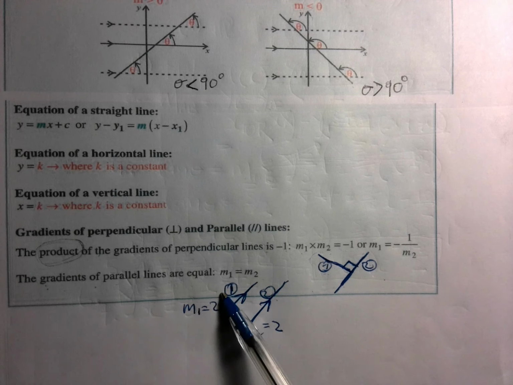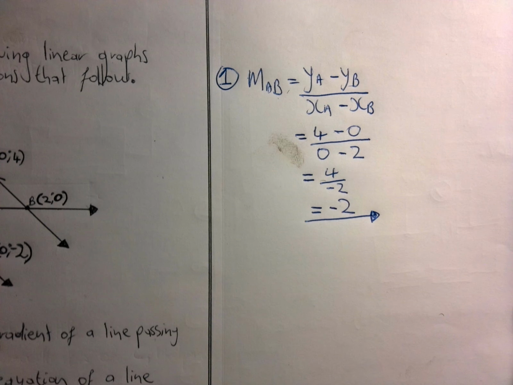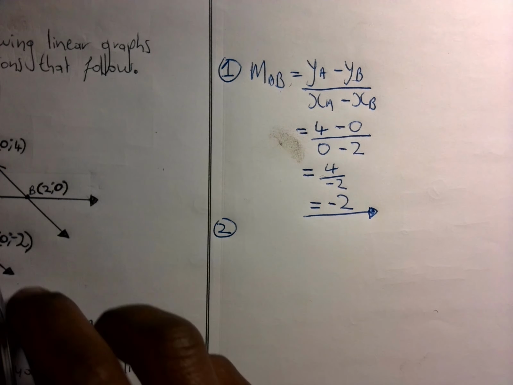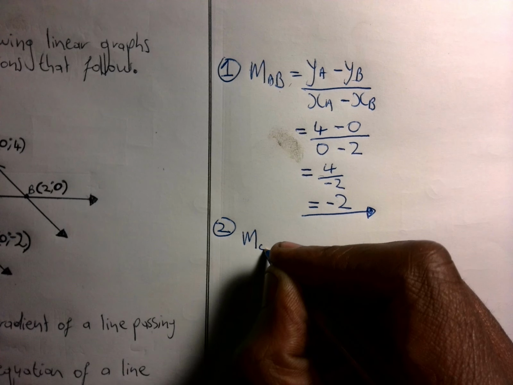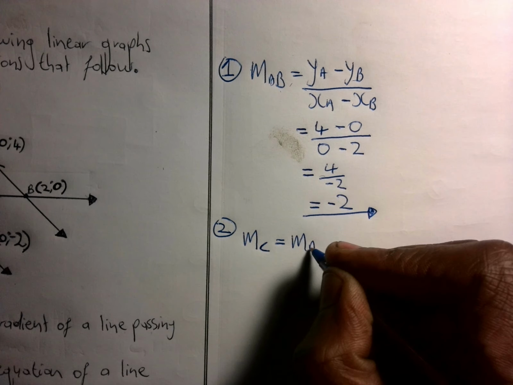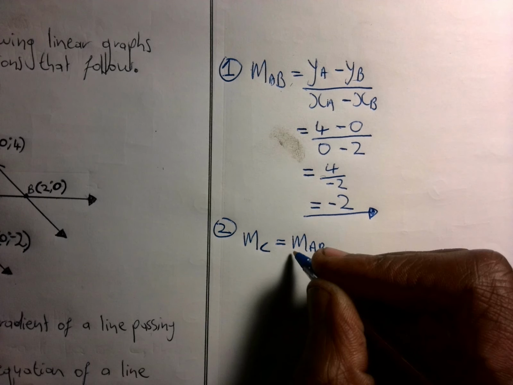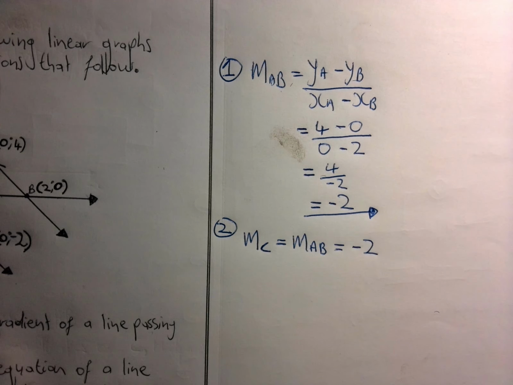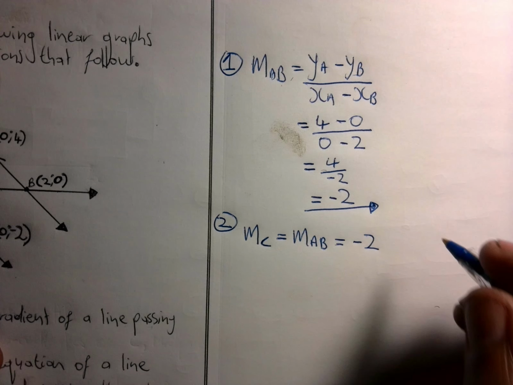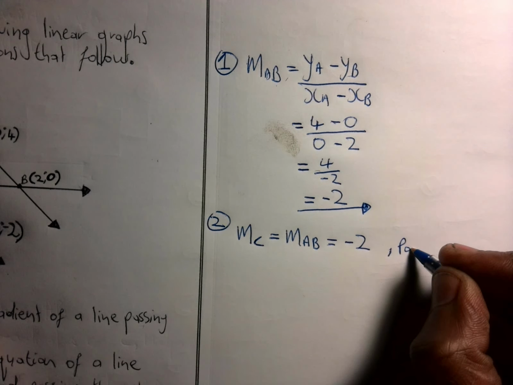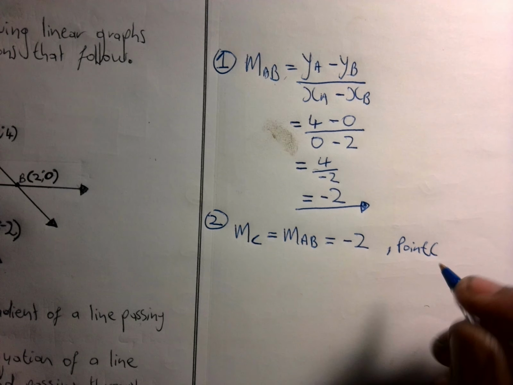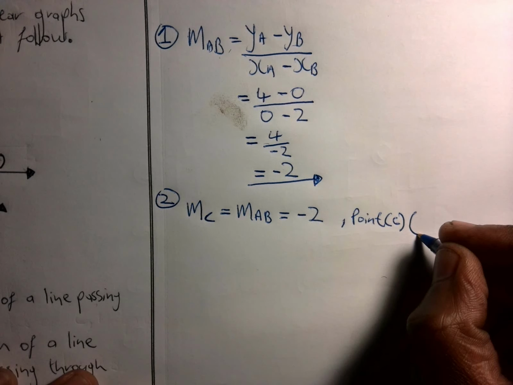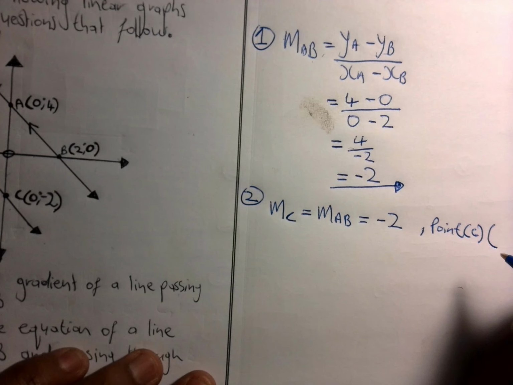So we're going to say number 2, let's call it MC because we only have C. That will be MC is going to equal MAB. Okay, so that means the gradient of MC is also going to be equal to negative 2. What do we have? We also have the point, point C. What are the coordinates for point C? That will be 0, negative 2.